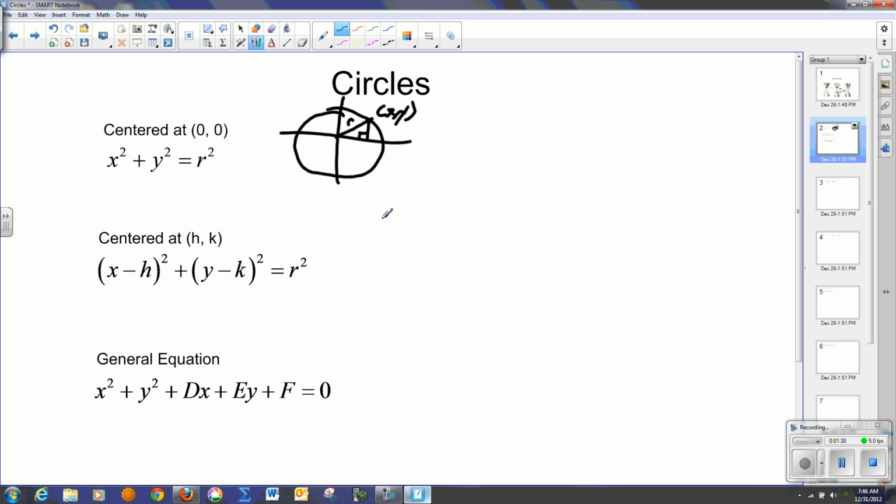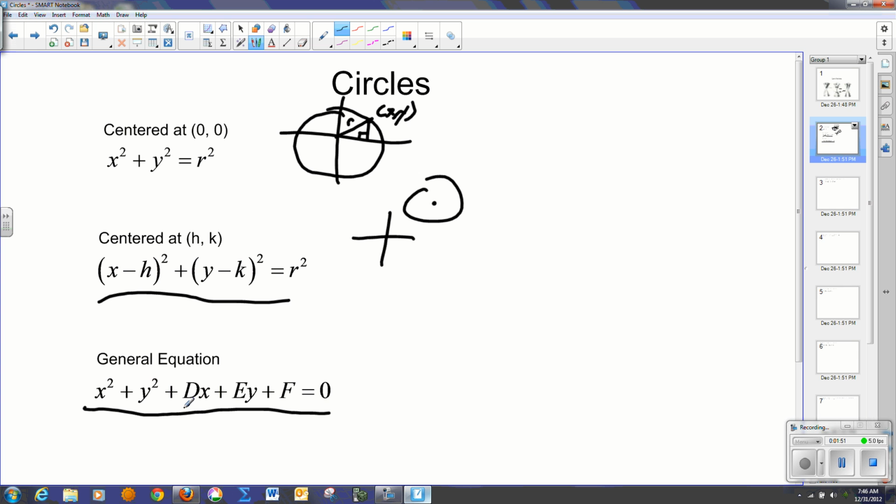Anytime we move that circle somewhere else, we get a translation of some (h, k), very similar to our parent values. Our standard equation is just (x minus h) squared plus (y minus k) squared equals r squared. Now there's such a thing as a general equation for a circle, given by x squared plus y squared plus dx plus ey plus f. The only problem with the general equation is it doesn't really give us much, whereas the standard equation gives us both the center and the radius of the circle.